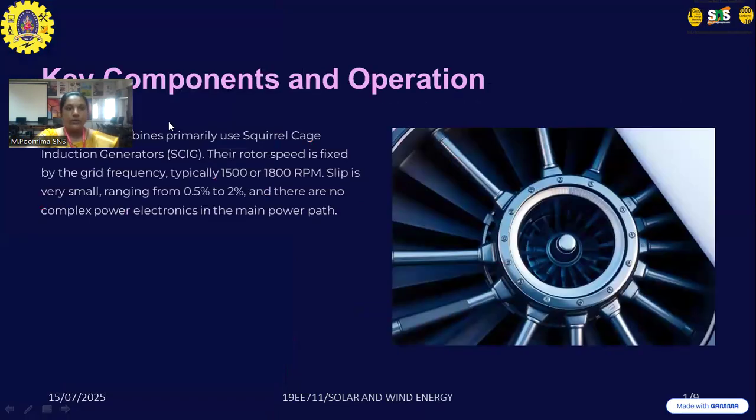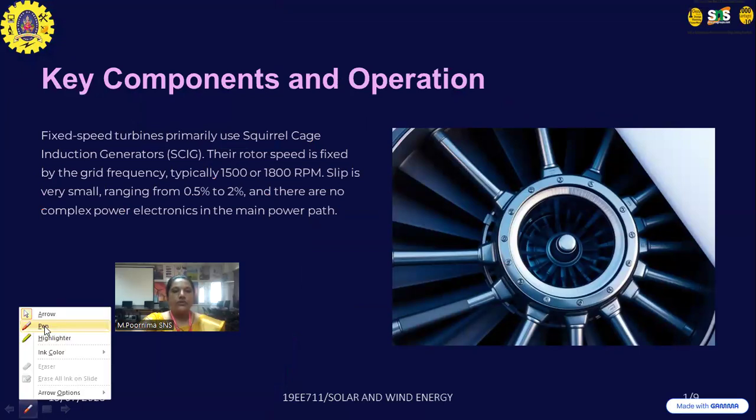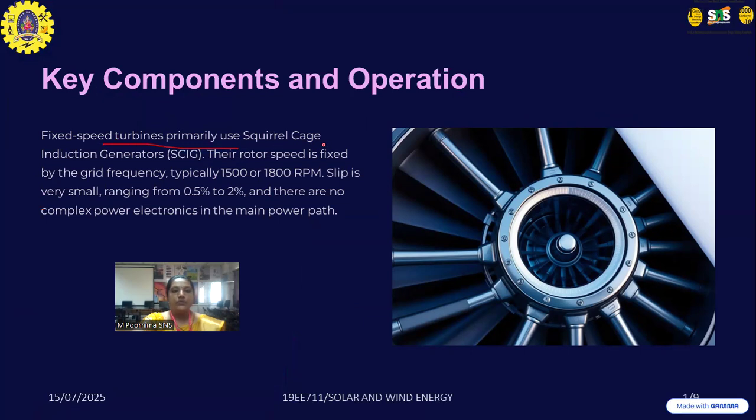Now coming to the components. What are the key components we have? The fixed speed wind turbine primarily uses a squirrel cage induction generator. The rotor speed is fixed by grid frequency, typically 1500 RPM to 1800 RPM. The slip is very small, remaining between 0.5 and 2%. And there are no complex power electronics. In the main pathway, we don't have any power electronics components. This is the key components and operation.